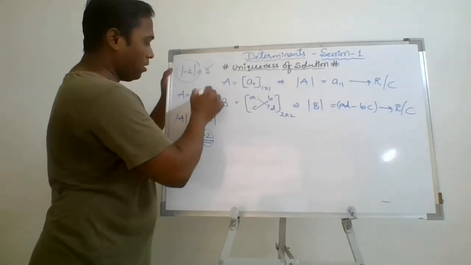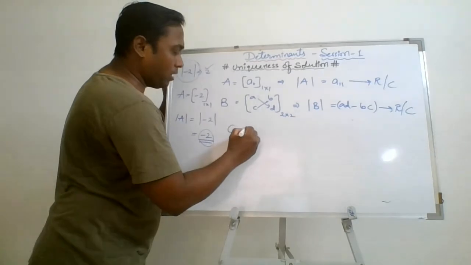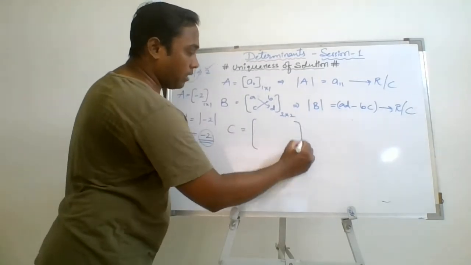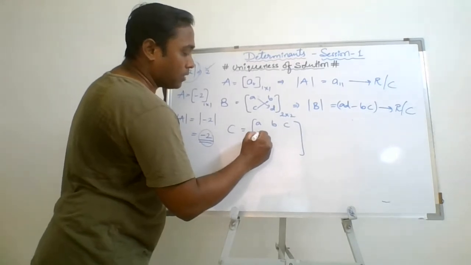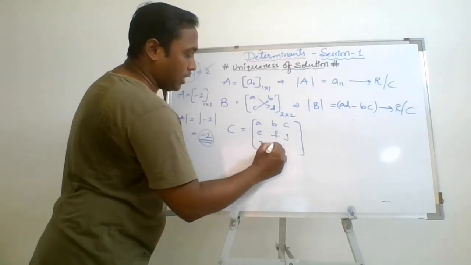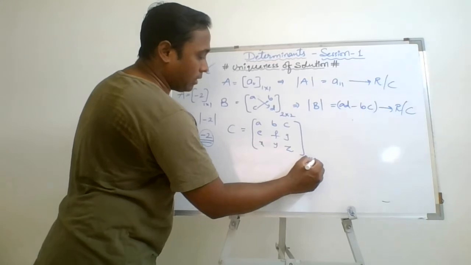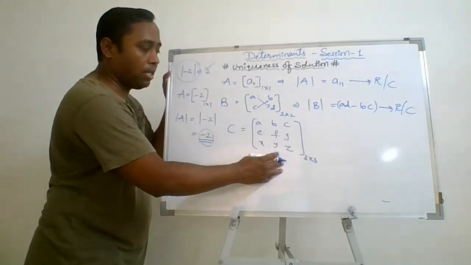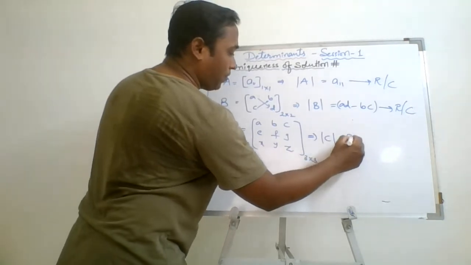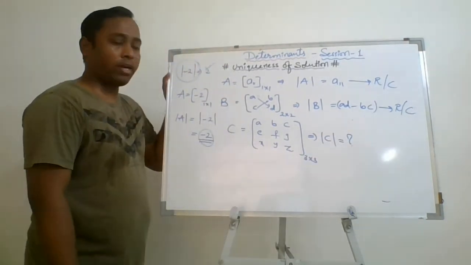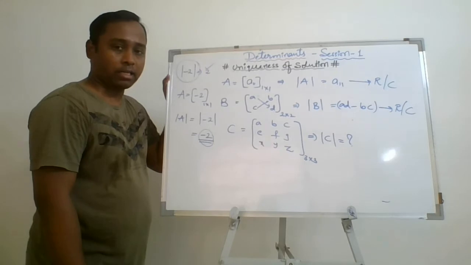Coming to the third part, that is the 3 by 3 matrix. If I take a 3 by 3 matrix, how to calculate this? A, B, C, let us say E, F, G, X, Y and Z. It is a 3 by 3 matrix. And how to calculate the determinant value? That is what I am looking for, that of a 3 by 3 matrix. How can I calculate the determinant of this matrix?